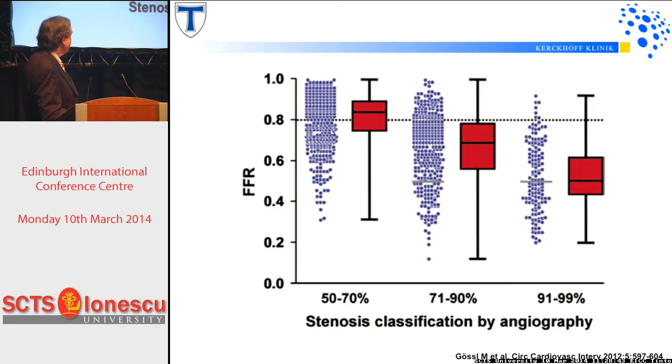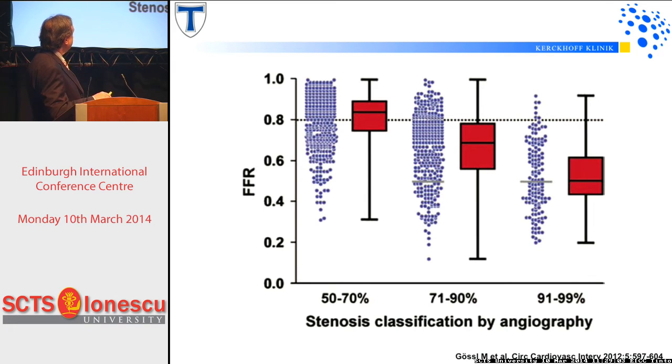That's a lesson. If you look at the different lesions that are angiographically classified between 50 to 70, 71 to 90, or 91 to 99%, and you look at the FFR, of course in the high-grade lesions almost all cases have abnormal FFRs.